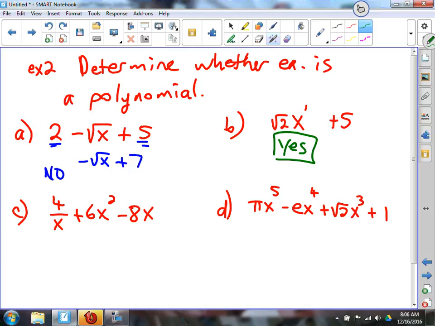Let's jump down to number D. Is number D a polynomial? Pi is real. X to the 5th, that's okay. Natural exponent. The number e is an irrational number, but it is real. So minus e x to the 4th plus the square root of 2. We just saw that in number B. The square root of 2 is cool. Yeah, number D is, in fact, a polynomial.